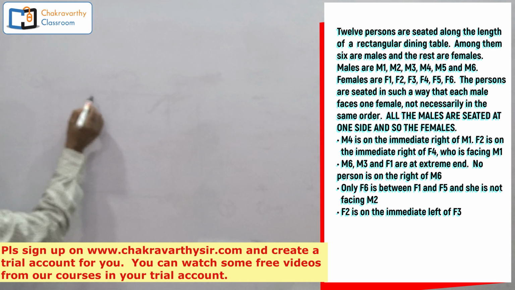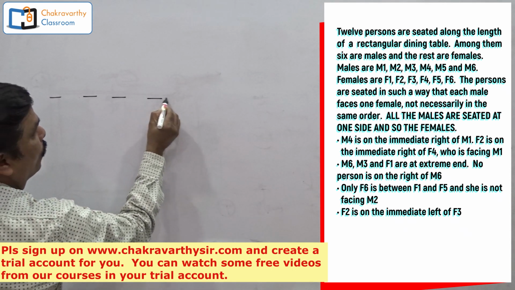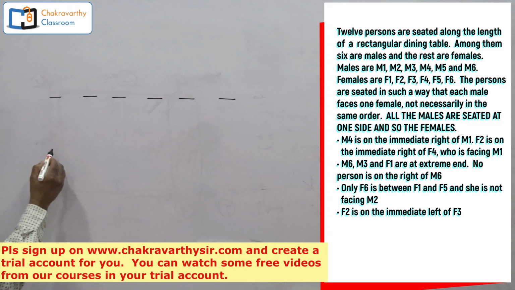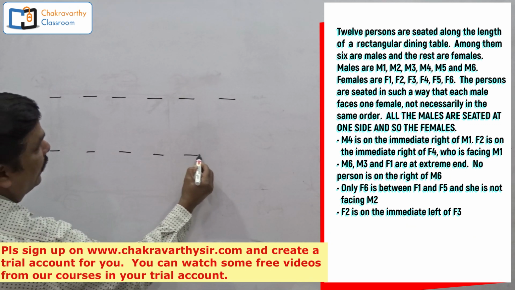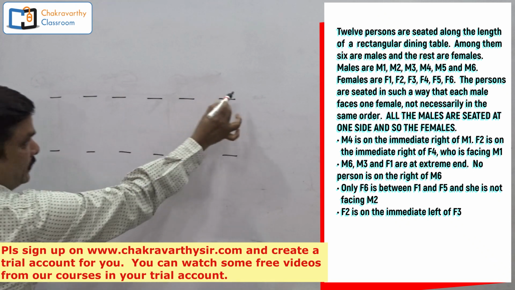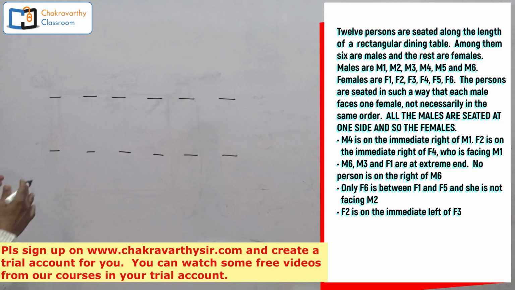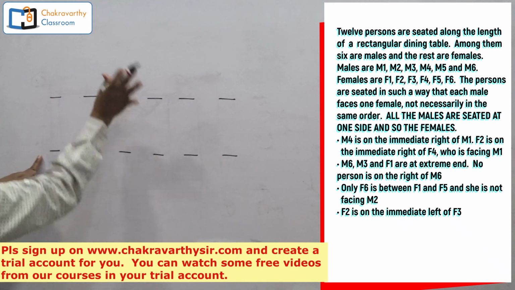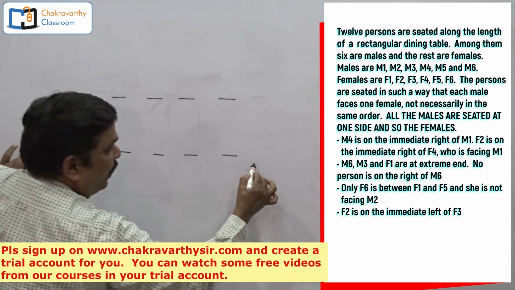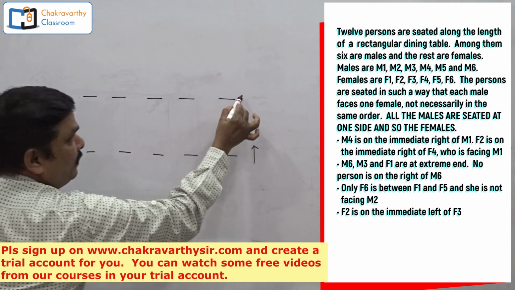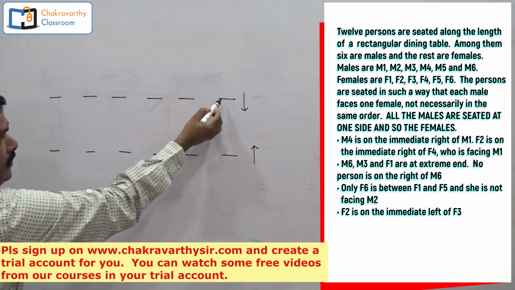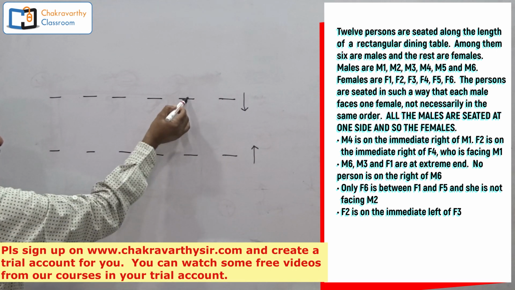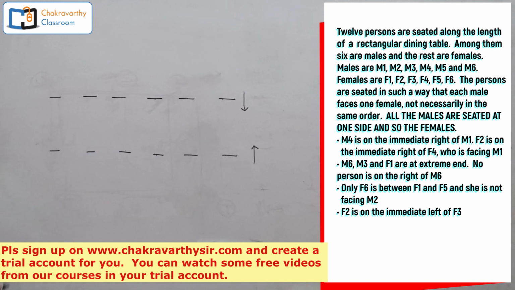I am taking here, let's take in this way, 1, 2, 3, 4, 5, 6. Opposite to them, 1, 2, 3, 4, 5, 6. Let us imagine that it is a rectangular table. Clearly they have given males are seated one side, opposite to them female. You can take males here or here. That is depending upon your convenience. I am taking in this way. I am taking males here, opposite to them females. That means males are facing in this direction and females are facing in this direction. One female is facing one male. One male is facing other female. Male, female, and so on.